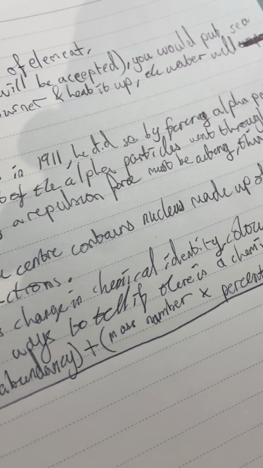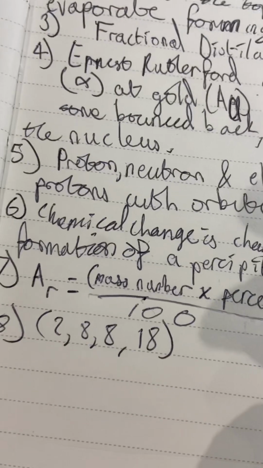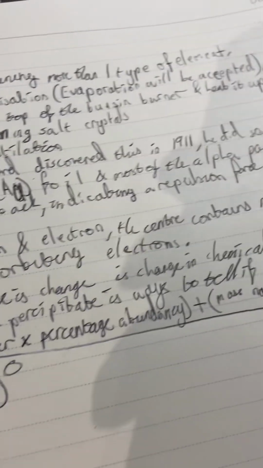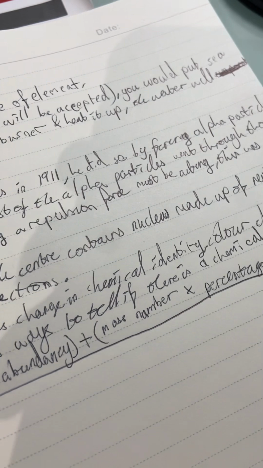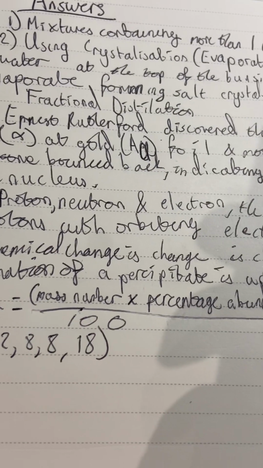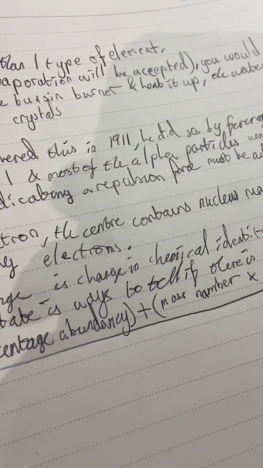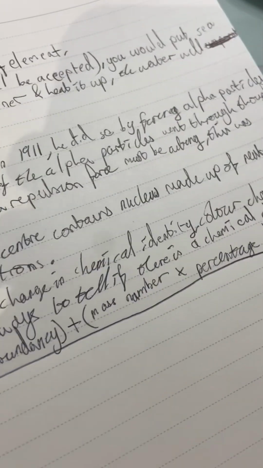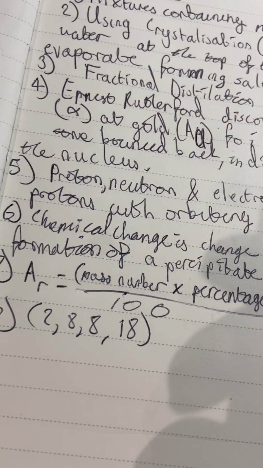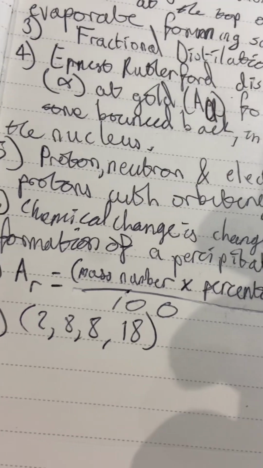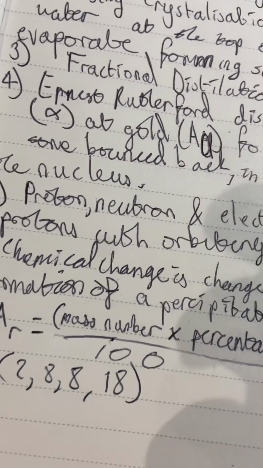And the method is, he did so by firing alpha particles. That would be another mark. At gold foil, that would be another mark. And most of the alpha particles went through, though some bounced back. This would indicate that a repulsion force must be acting, and this was the nucleus. You would overall get around 5 to 6 marks for an answer such as that.